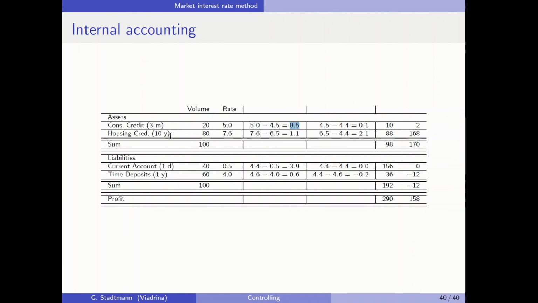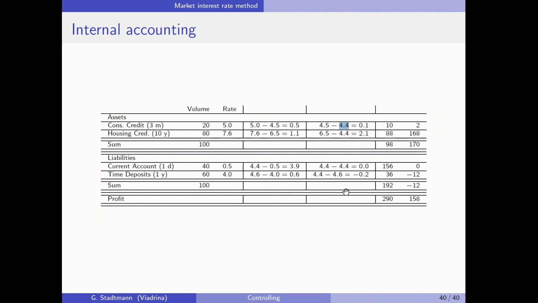Also, housing credits, 10 years. The bank is able to charge an interest rate of 7.6%. In case that the central bank would have invested this liquidity at the bond market, the bank would only receive 6.5% interest. So this 1.1% difference is due to the fact that this bank is operating with real customers.